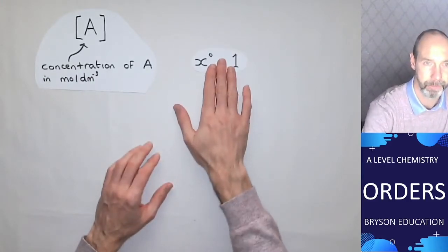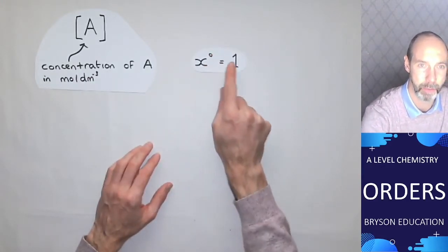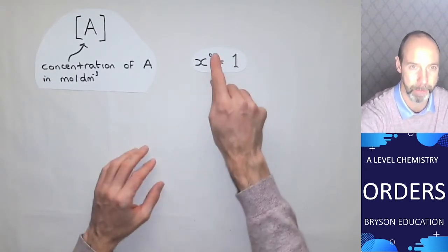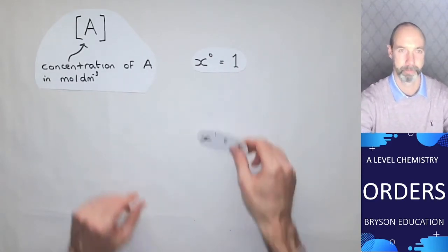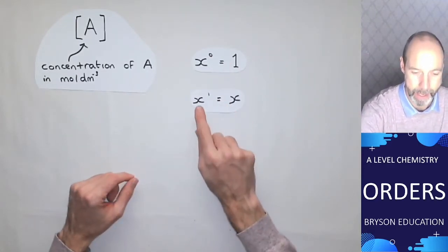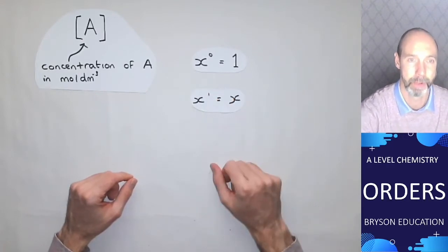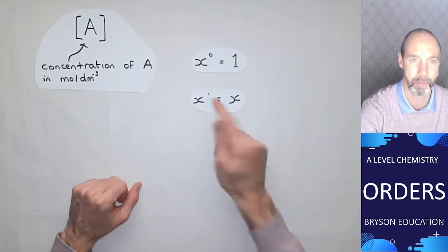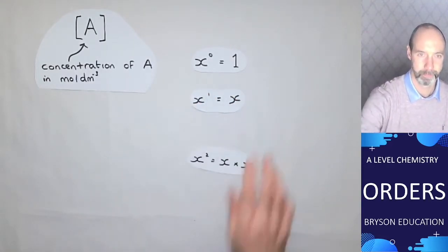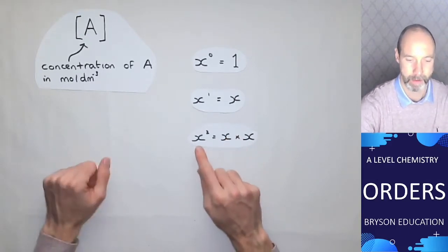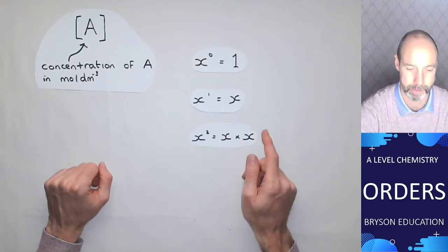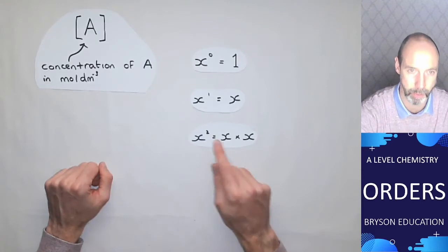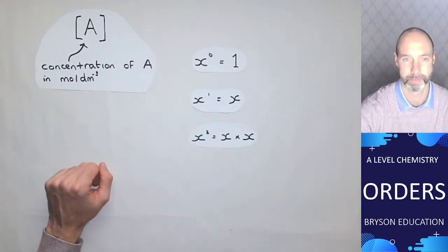So math stuff now. Anything to the power of 0 is 1. If you don't believe me, try it on your calculator. Any value whatsoever to the power of 0 is 1. Next up, anything to the power of 1 is that number. Again, try it on your calculator. 5 to the power of 1 is just 5. 6 to the power of 1 is 6. And finally, x squared is x multiplied by x. So 5 squared, 5 times 5, 25. 6 squared, 6 times 6, 36.